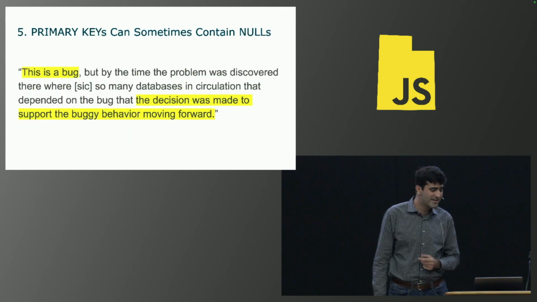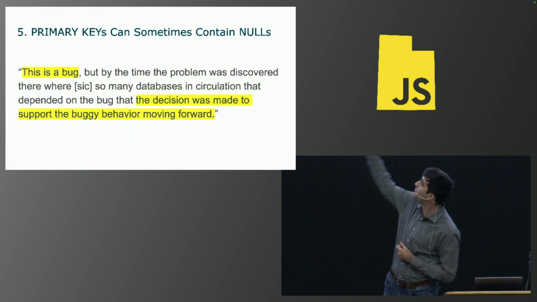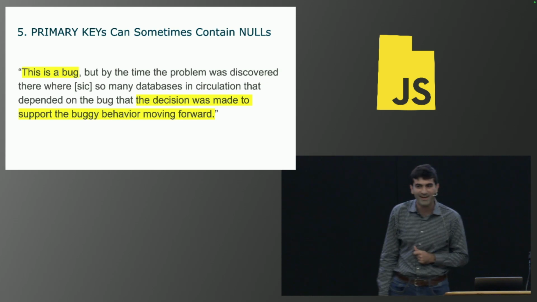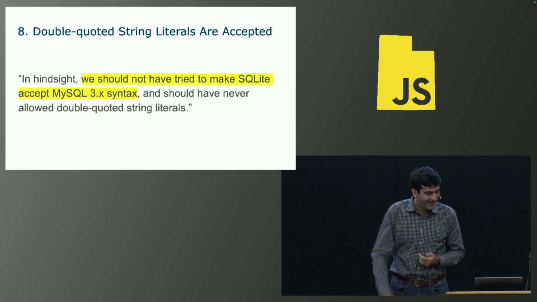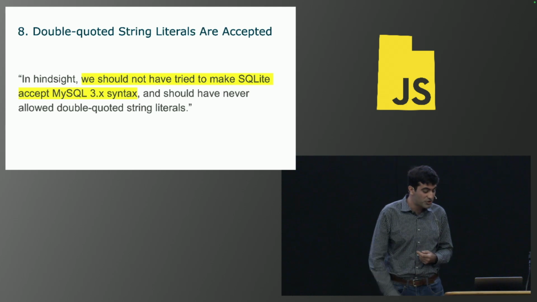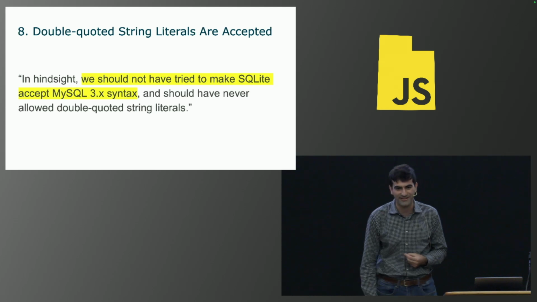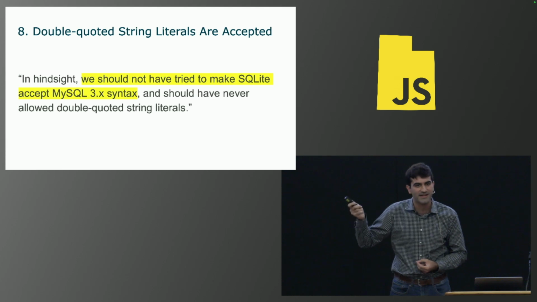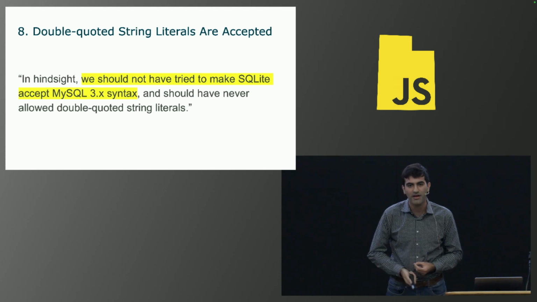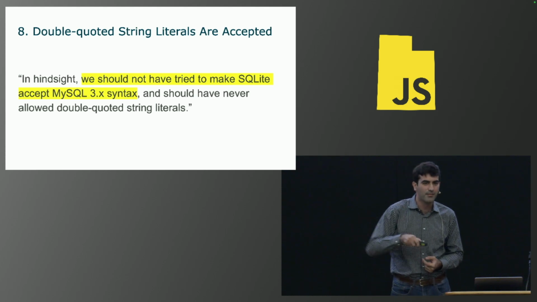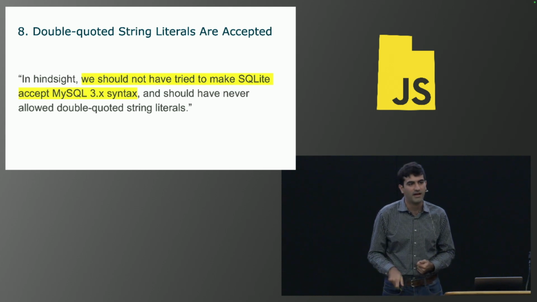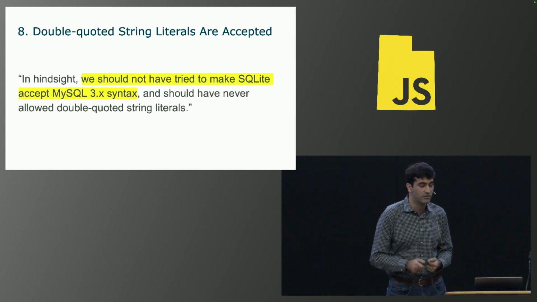Another one, primary keys can sometimes be nulls. This is a bug, but we are supporting the buggy behavior moving forward. Okay, fine. Same with double-quoted string literals. We should not have tried to make SQLite accept MySQL. This is hilarious. Nobody does this. Nobody says we made a mistake a decade ago and we're sticking with it because not breaking your application is more important to us than making this more intuitive to new users.